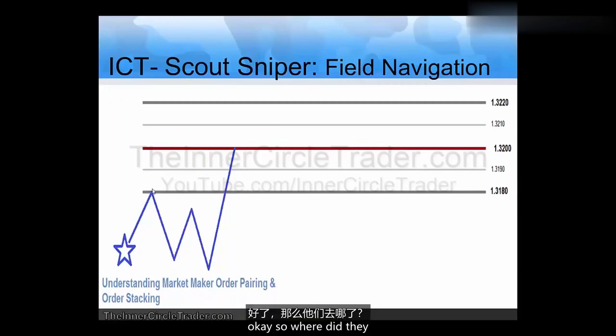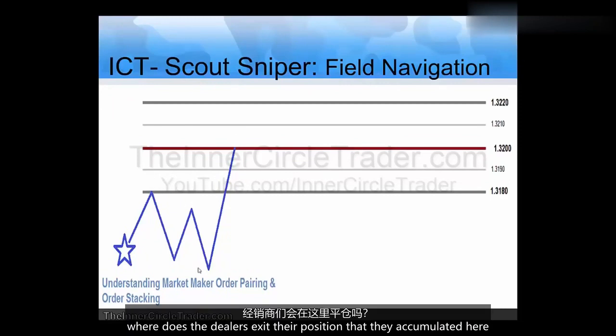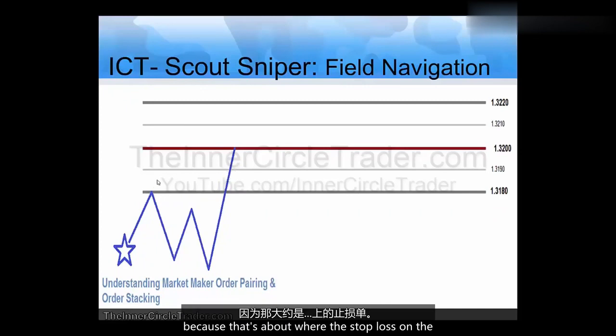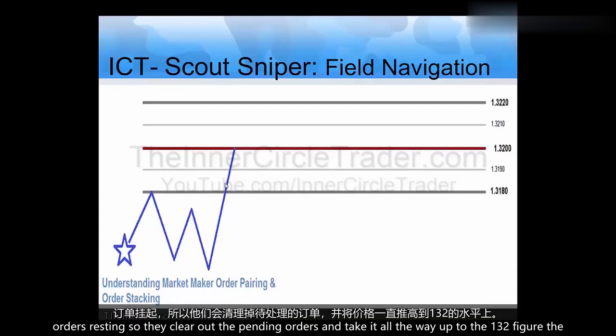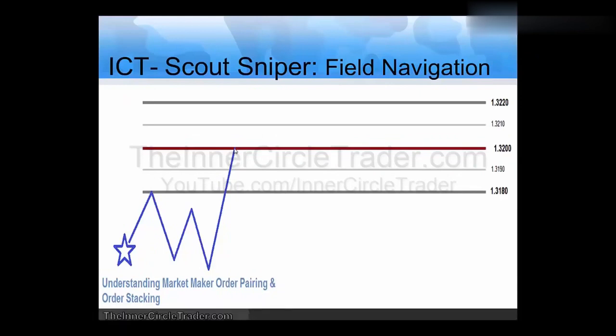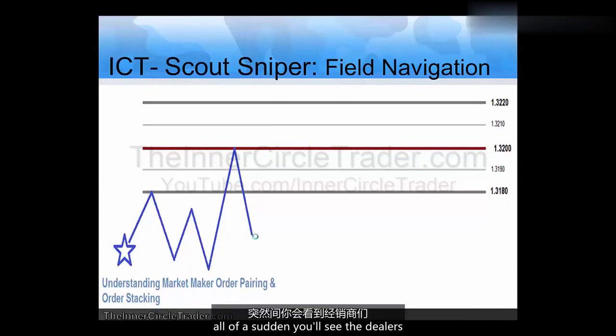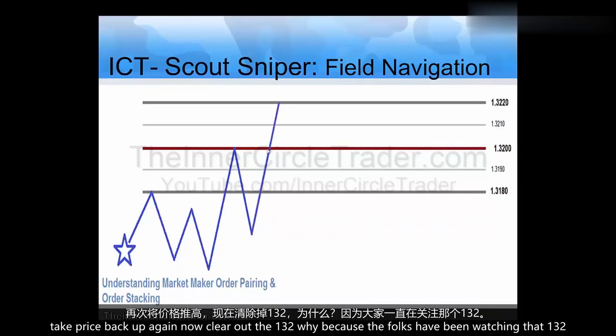No. So where do the dealers exit the position that they accumulated here? At the 131.90 or thereabouts, because that's about where the stop loss on the short sellers here would have their orders resting. So they clear out the pending orders and take it all the way up to the 132 figure. The next repricing comes in, they sell off. Folks say, okay, well, this is the top of the marketplace, so let's start selling. So they go short here. All of a sudden, you'll see the dealers take price back up again, and they'll clear out the 132.